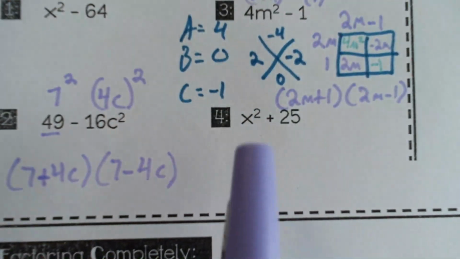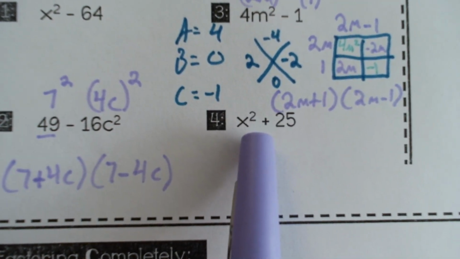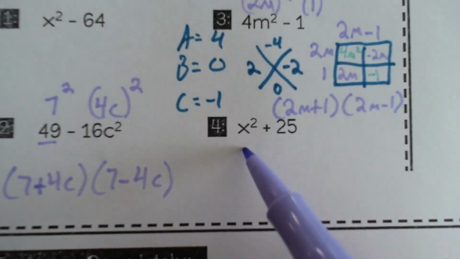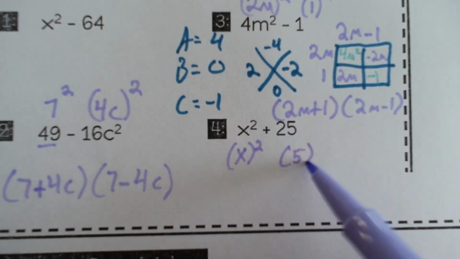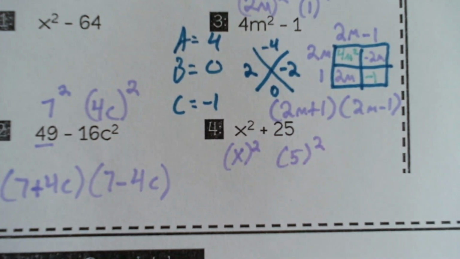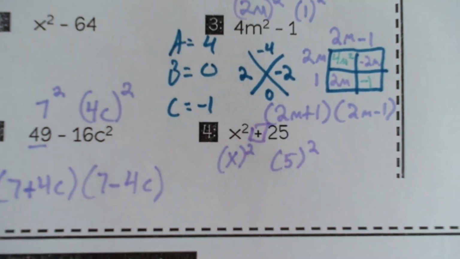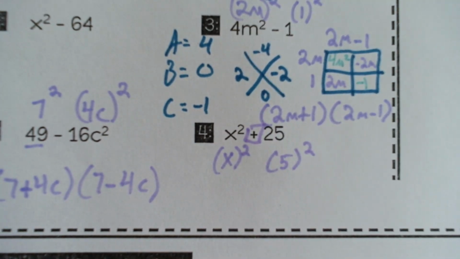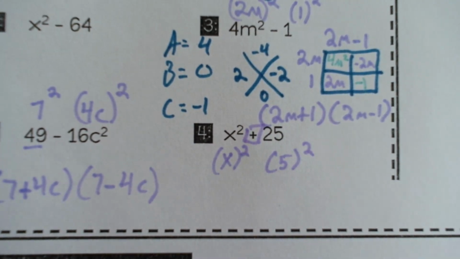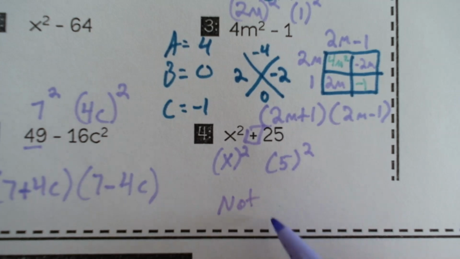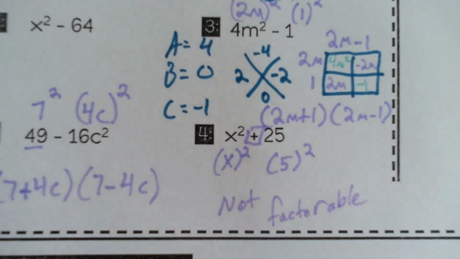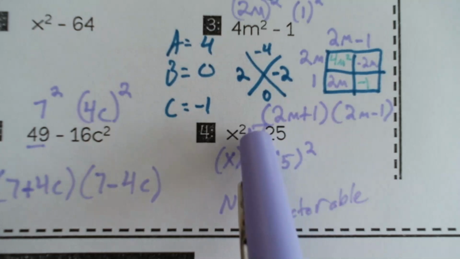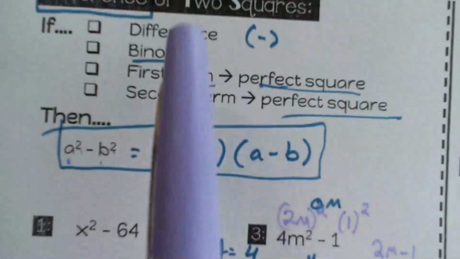So if you're looking at problem number 4, yeah, this is x squared. I agree with that. This is 5 squared. But the problem is that difference. That's not a difference. This is not factorable, because it's not a difference of squares. It has to be a difference. It has to be subtraction.